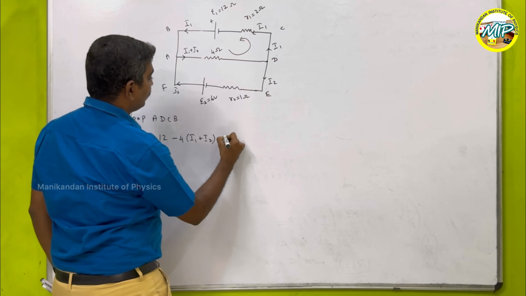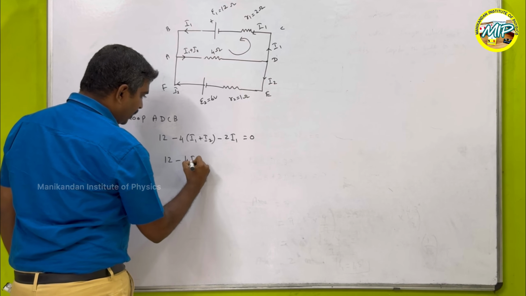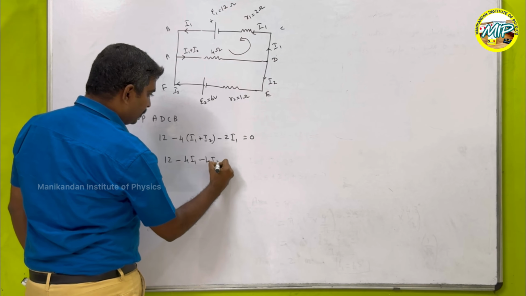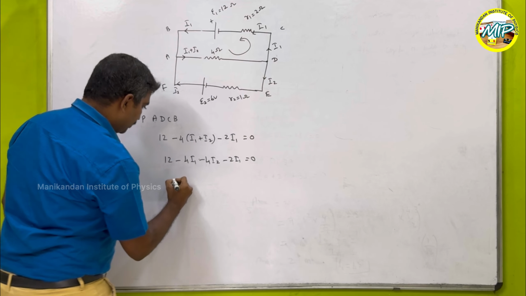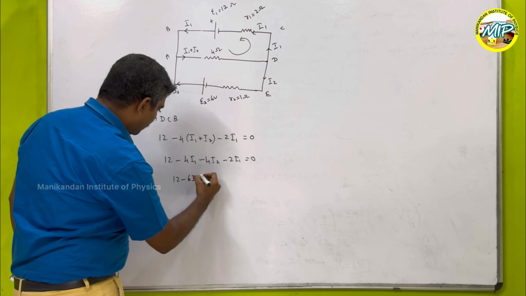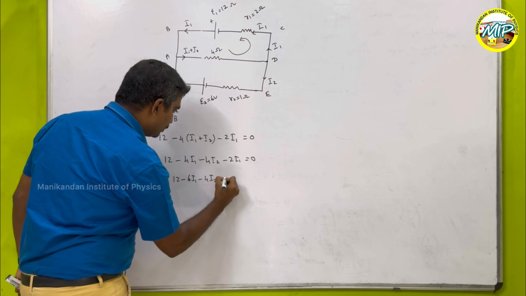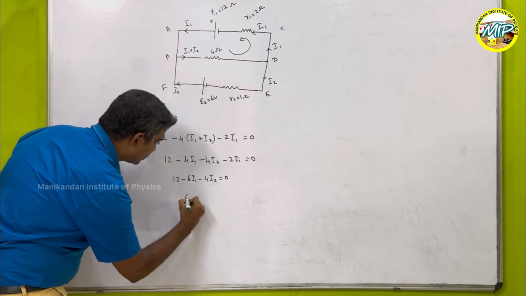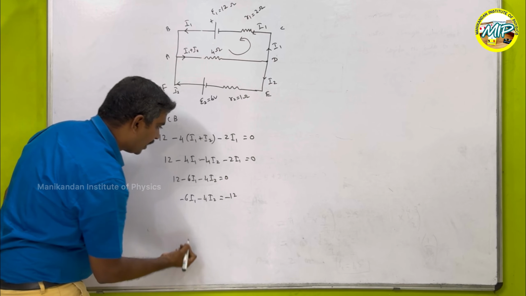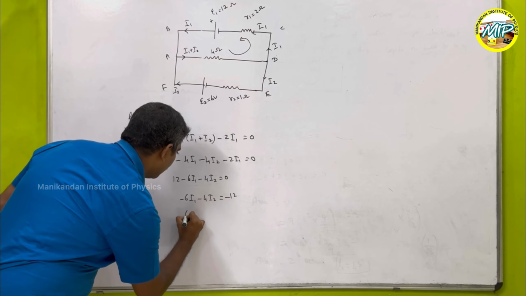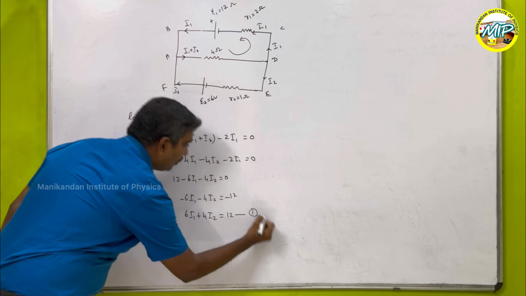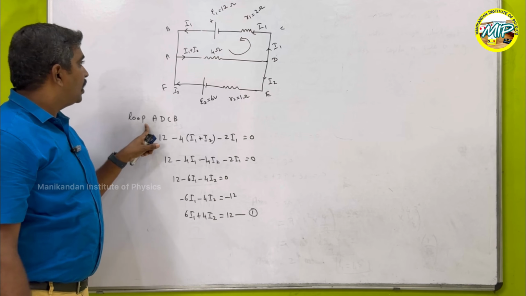If I simplify this, I get 12 minus 4 I1 minus 4 I2 minus 2 I1 equals 0. So 12 minus 6 I1 minus 4 I2 equals 0. Then I can write minus 6 I1 minus 4 I2 equals minus 12, so 6 I1 plus 4 I2 equals 12. This is my equation 1, the equation I am getting from my loop 1.